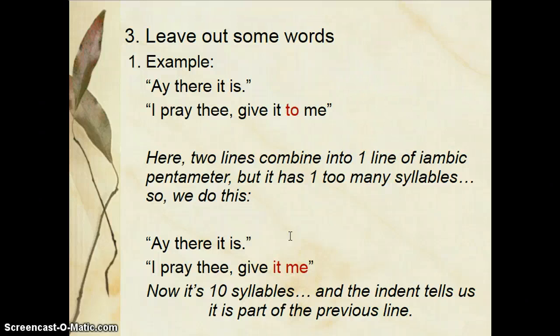So here's an example. This is from Puck talking with Oberon about the flower. Ay, there it is. I pray thee, give it to me. Now, these two lines together are going to add up to 10 syllables, so they have to do something to make it reach 10, otherwise it's got too many. So all they're going to do is knock out that word, to, and now it says, Ay, there it is. I pray thee, give it me. Now you've got the right syllable count. See? Nice and easy.